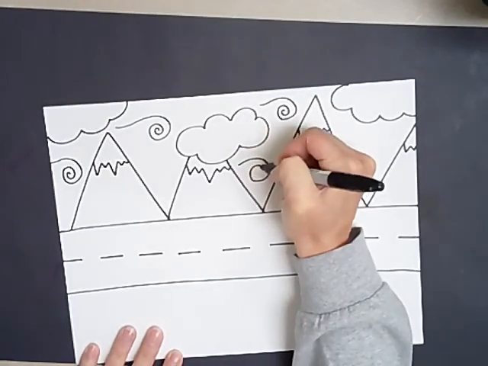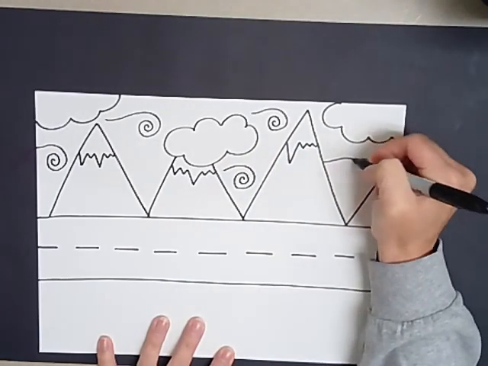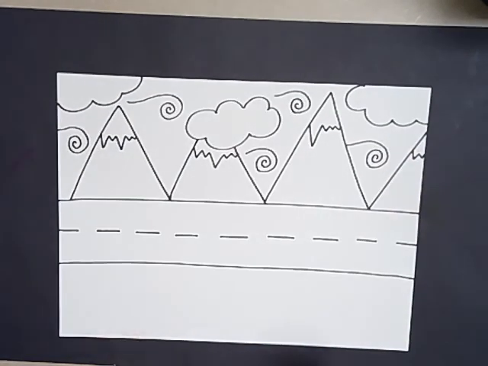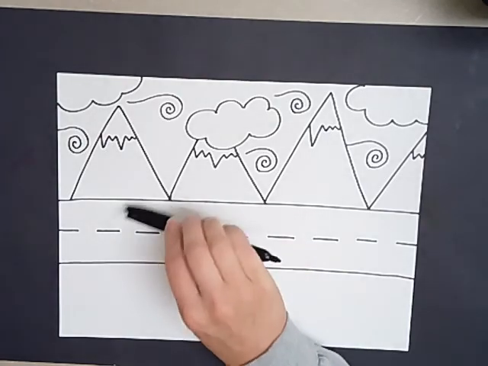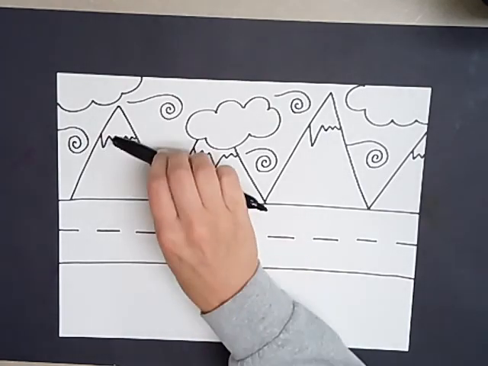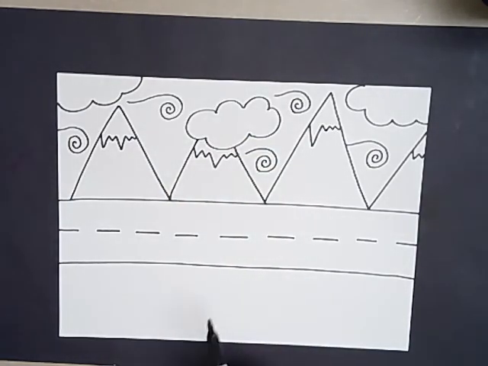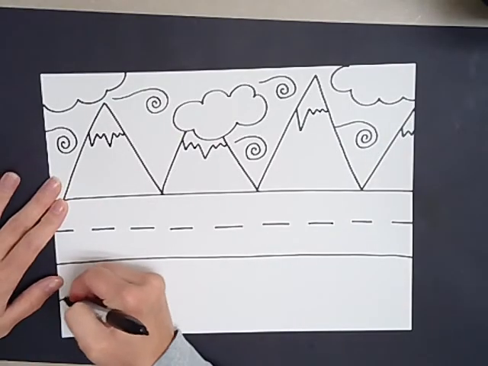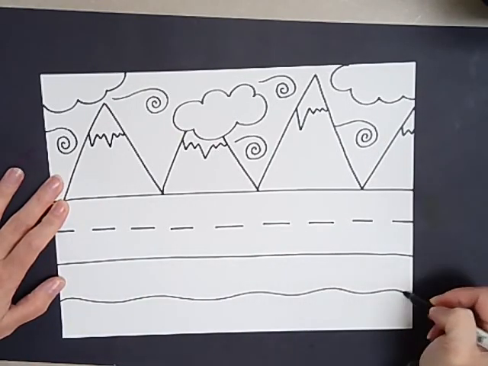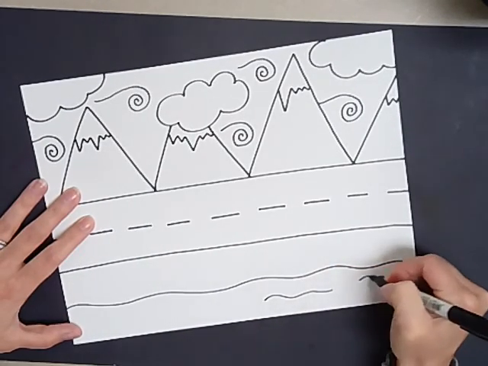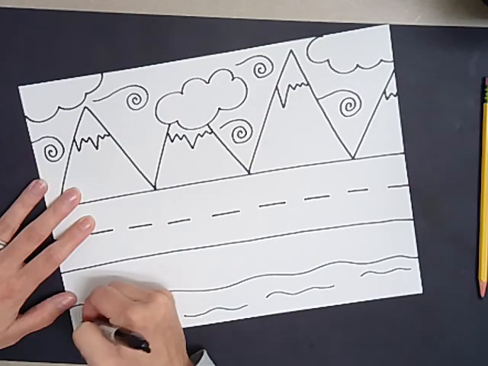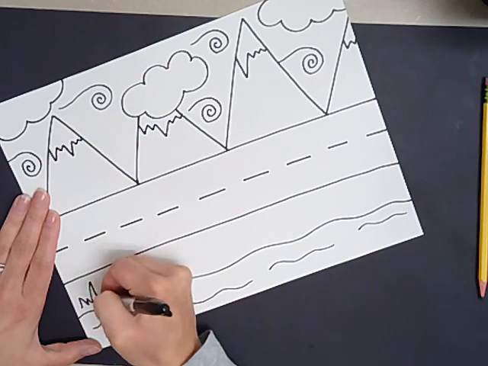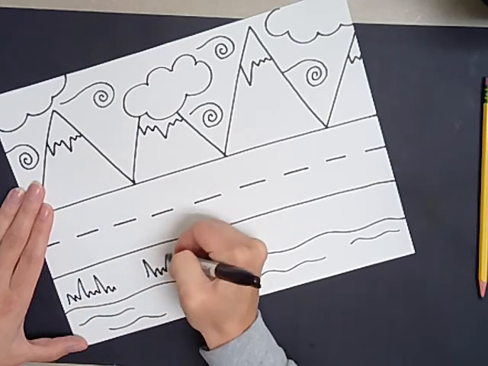Now, if you want to do more than 5 lines in your paper on your project, that's fine. That's up to you. It's your choice. So I have used straight lines, bumpy lines, zigzag lines, and spirals. I'm going to do another one. I think I'm going to add a little river down here at the bottom. So maybe there's a river next to the road. And I'm going to add some little waves. And then maybe there's some grass down here. So I'm going to add some more zigzags.